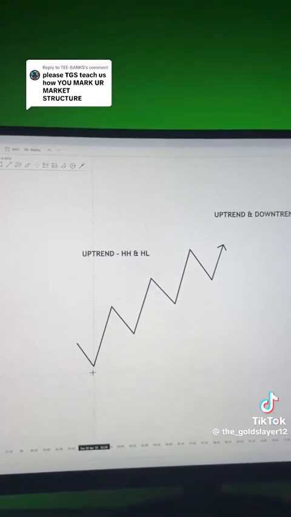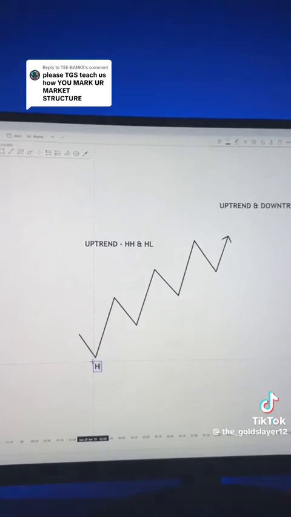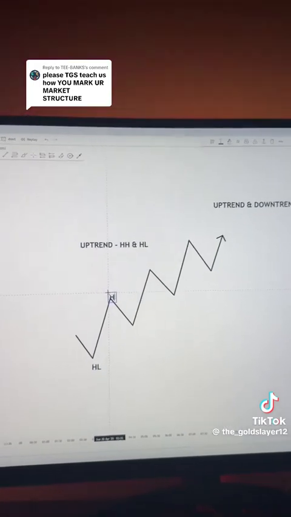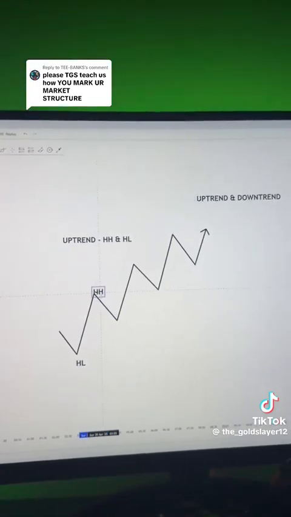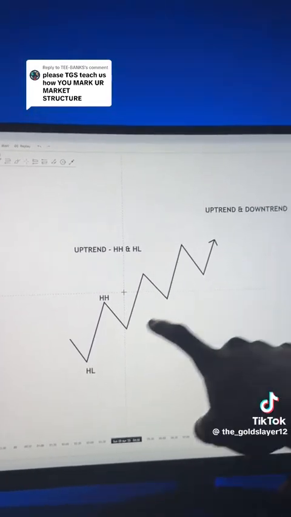So this is a higher low over here. Let me write that here. Today is all going to be about education, so just take your time. I'm going to explain everything to you. There's a higher high right here. Okay, yeah, so we have a higher low over here, higher low over here. All these lows we have over here are higher lows.